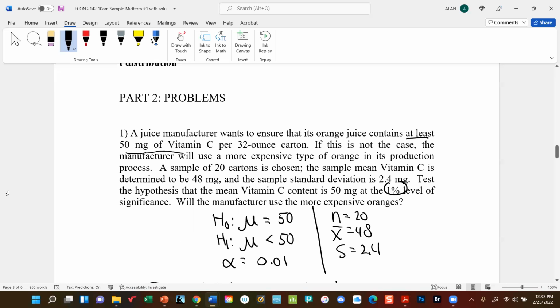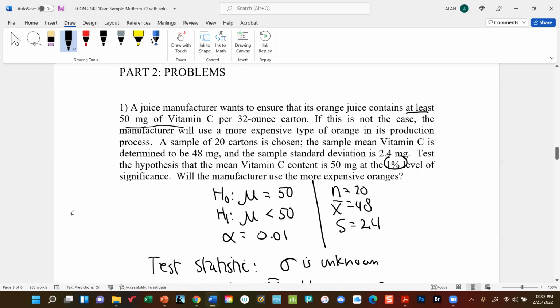So here we have a juice manufacturer that wants to ensure that its orange juice cartons contain at least 50 milligrams of vitamin C per 32-ounce carton. If not, they will have to use a more expensive type of orange in the production process.